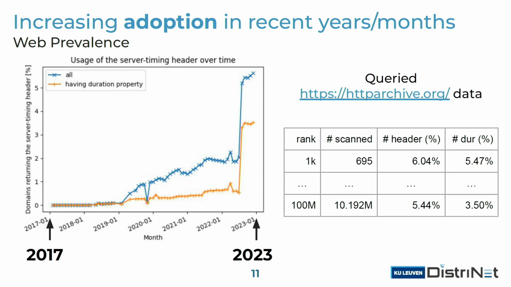If we look at the top 100 million sites, we can see that the number of server timing headers used relatively is almost the same. It's a bit less, it's almost 5.5%. But the number of sites that include the duration property is actually more significantly different. So this might be because the top 1,000 websites may actually actively choose to use this for debugging for their services, while the top 100 million websites more often will use libraries that set these headers themselves.